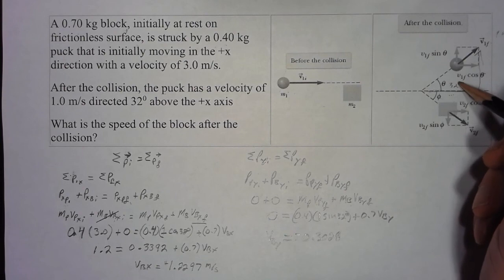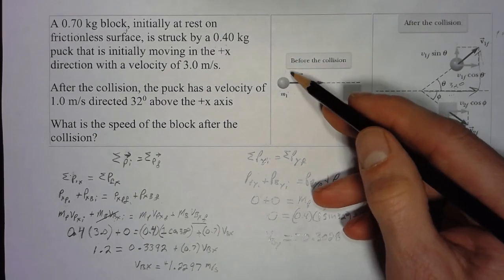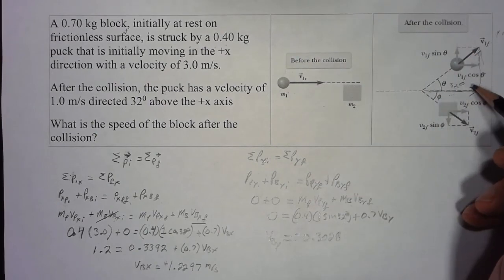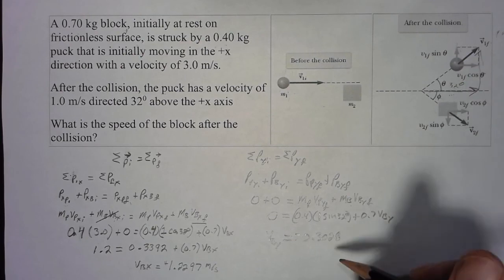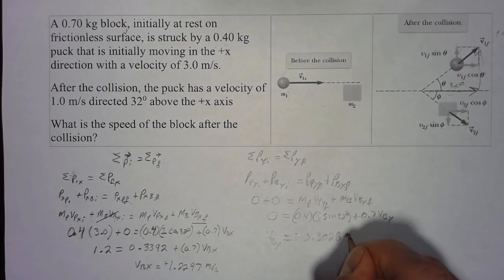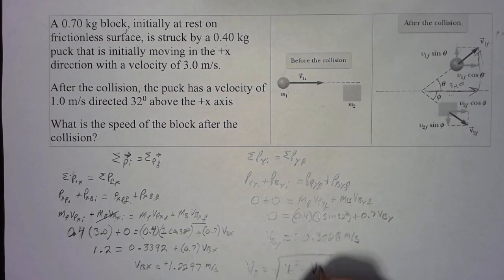And negative, that makes sense. If the puck went up, there was no Y velocity, no Y momentum at the beginning. The sum of the Y's at the end has to be 0. So if this has a positive, this has to have a negative. And that matches. Now that's its velocity, so we can find the speed by doing the Pythagorean theorem. The overall speed of that block is found by the x squared plus y squared added together, taking the square root of that.